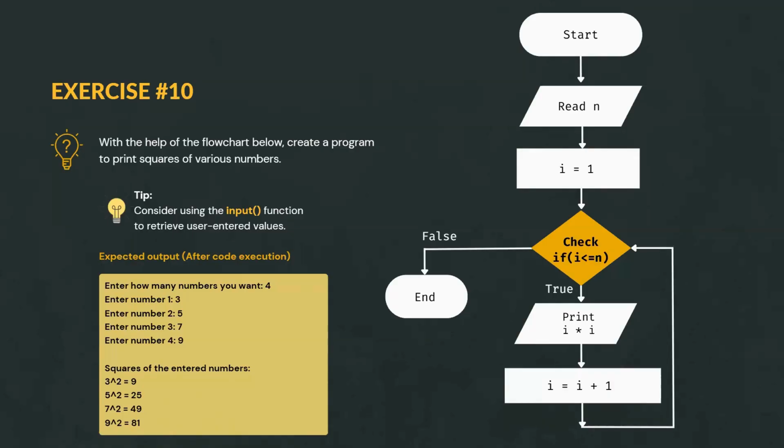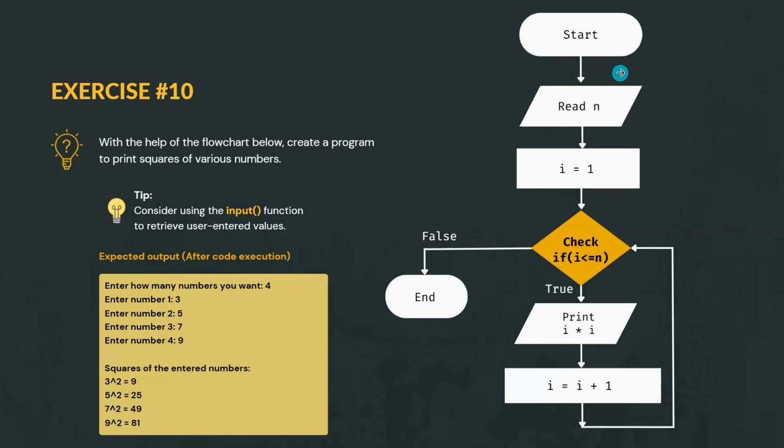Today we are going to do something super fun and practical. We are going to take numbers from the user and print their squares. Squaring numbers is a great way to practice loops, user input, and calculations in Python. Let's jump right in. So, our flowchart breaks down the program like this.